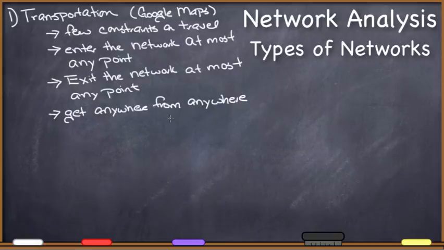So these are the kinds of networks that we are probably most familiar with, and we work with most of the time when we're working with something like Google Maps. But it is only one of the two major kinds of networks. So let's contrast this with something called a utility network.